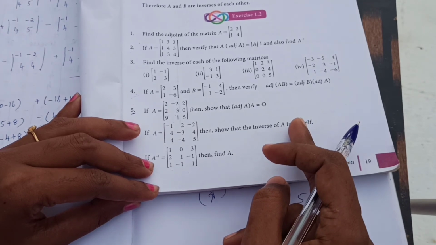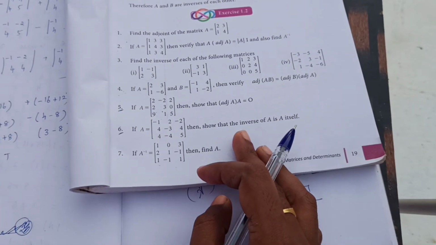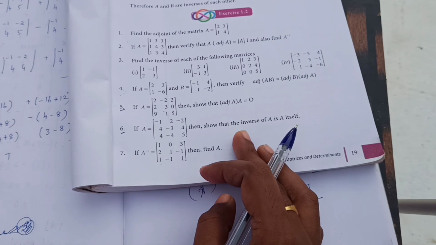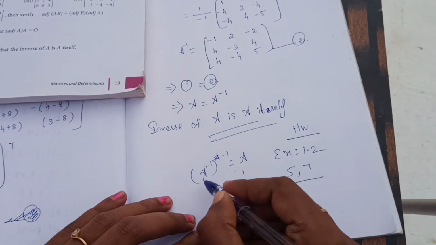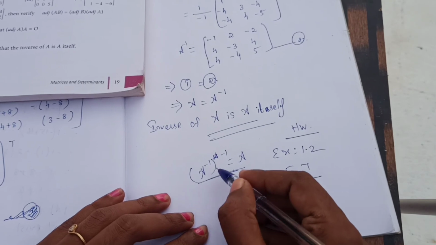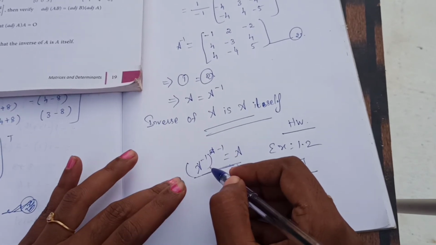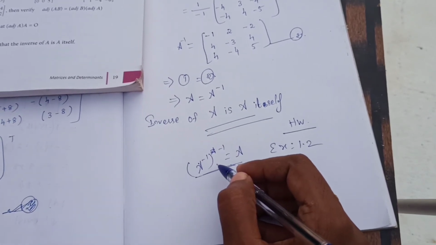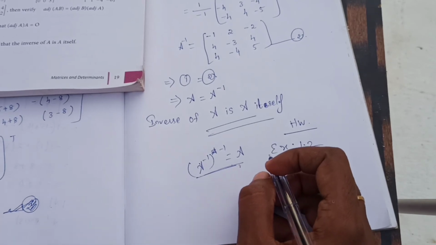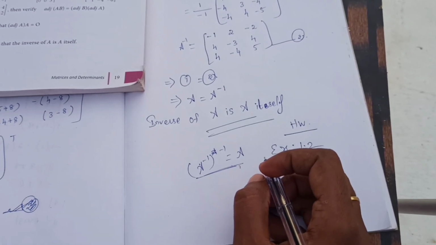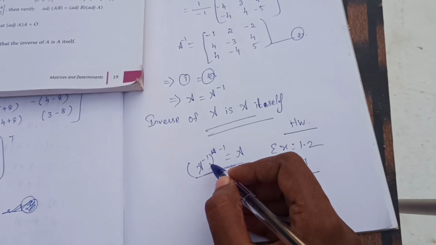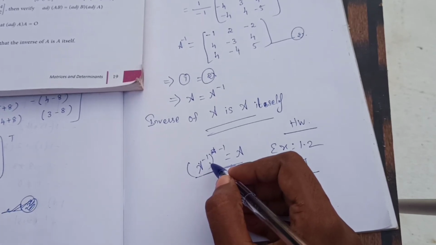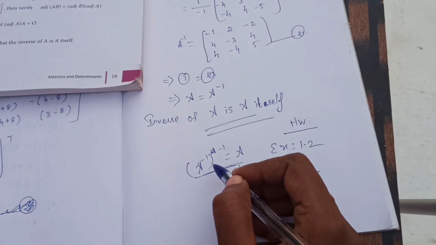Understand, students? They are asking to find A. Is it right? So, A inverse, the whole inverse, is equal to A. This is a note you know already. So, using this, if A inverse is given in your question and you find A inverse again, the whole inverse, one matrix you will get. That's the answer for A. Understand? All of you understand? That given matrix is A inverse.